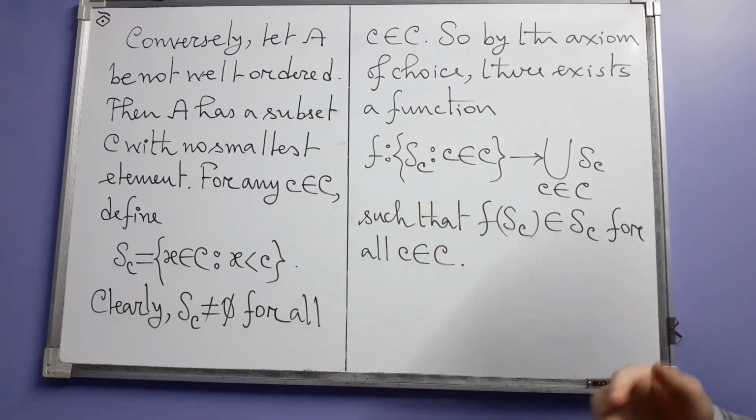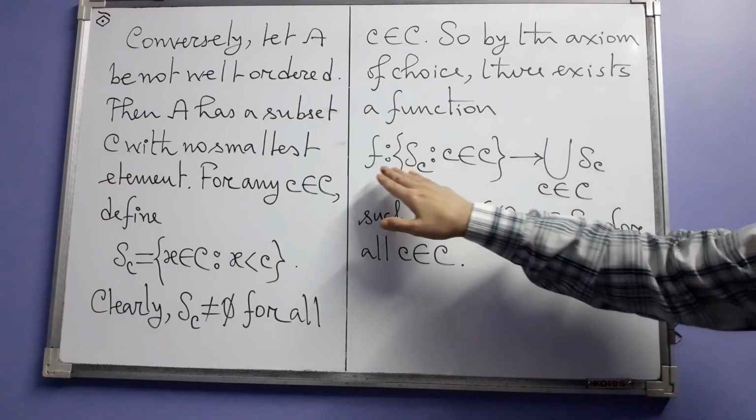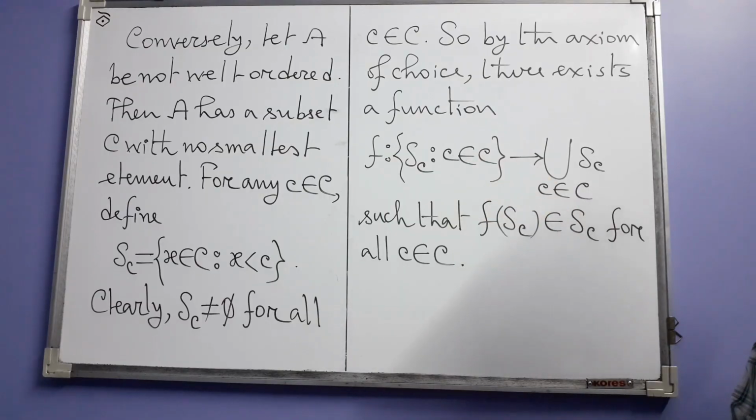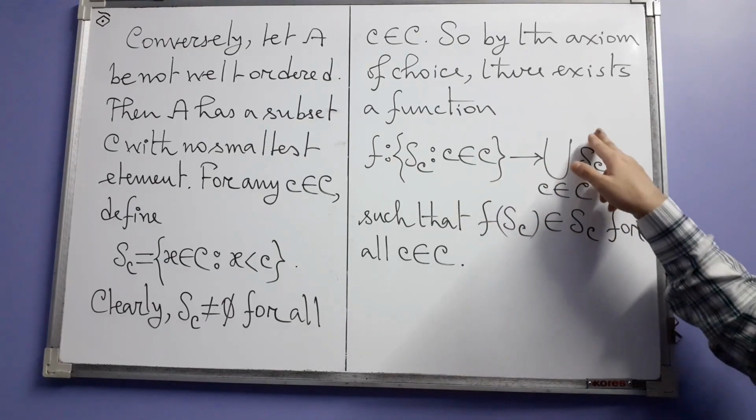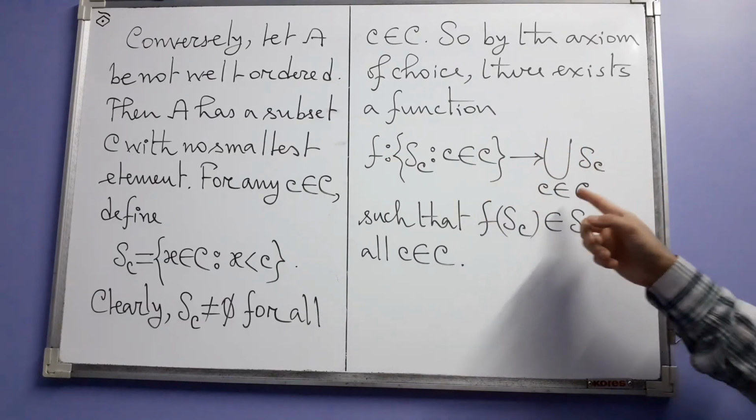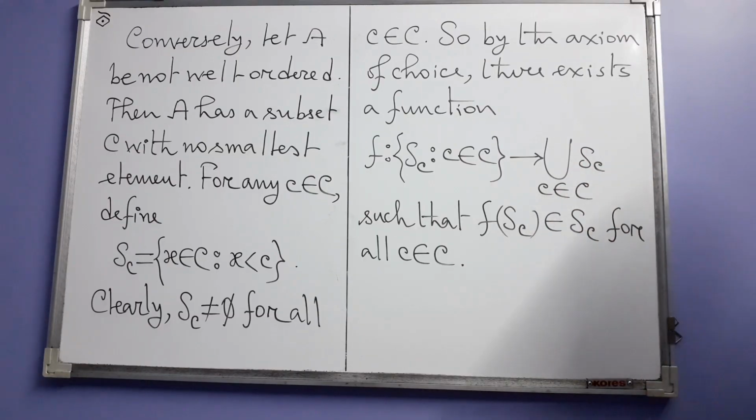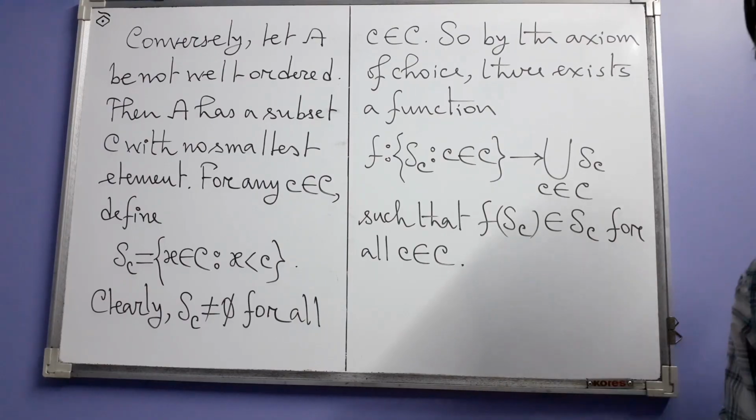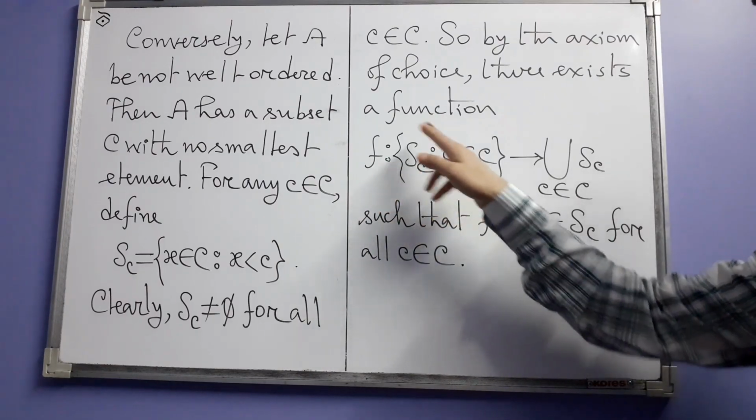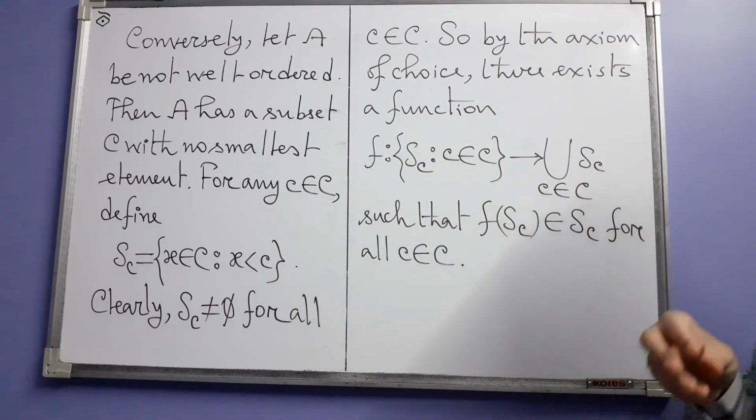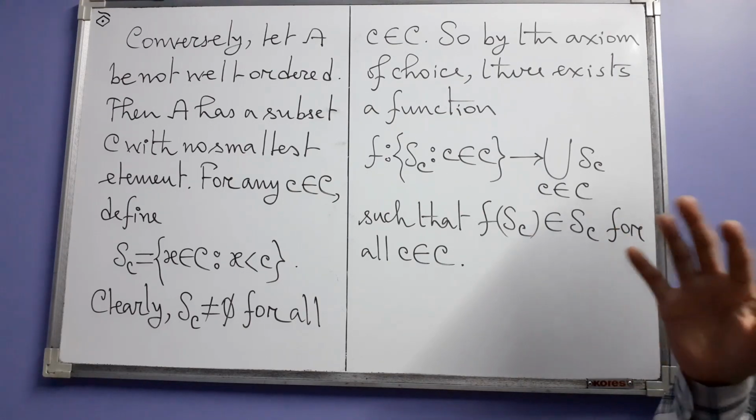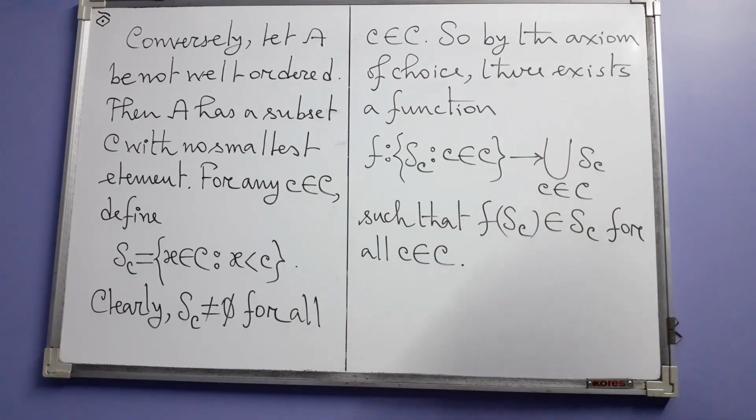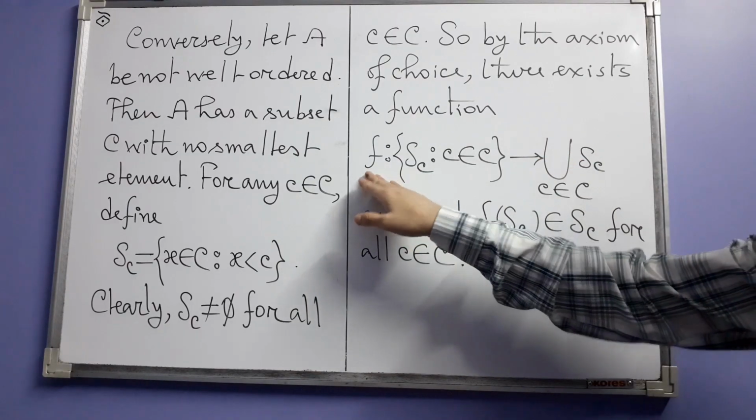That function is, say, f. So, f is a function whose domain is the collection of all those SCs, and this other set is the union of the SCs. You go back to the section where axiom of choice is discussed, there you will see that there is a lemma there. I think it's lemma or theorem, I don't exactly remember, which tells us that such a function exists. It's called a choice function.